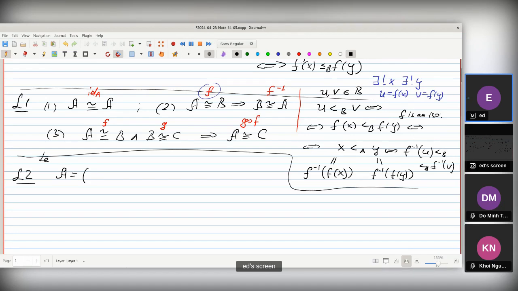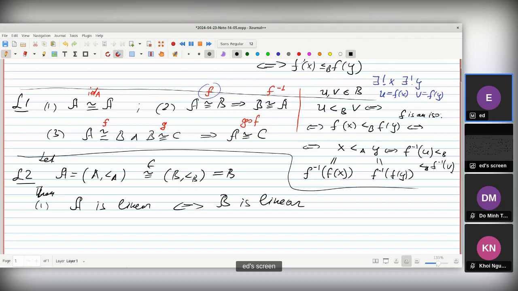So assume that we have two orders A and B, and some isomorphism F between the two. So we have the following. For example, A is, say, linear if and only if B is linear. For every subset X of A, we see that, say, minima of X are mapped to minima of, it is not alpha, by the way, it is F, to minima of the image of this set.